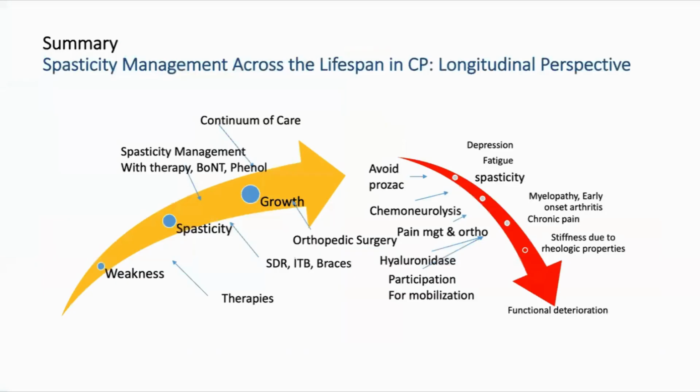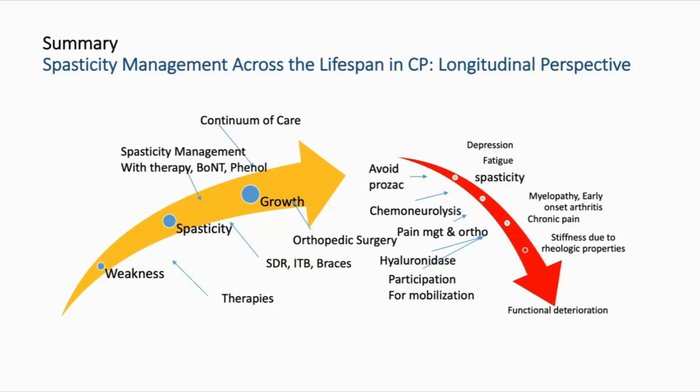So in summary, spasticity management across the lifespan in CP is, as we discussed, when they were young, we are addressing their spasticity and muscle weakness with therapy and injections and braces and orthopedic surgeries. After that, there is a big gap since we don't have that much of a transitioning program, and their care is in pieces, not total comprehensive care.